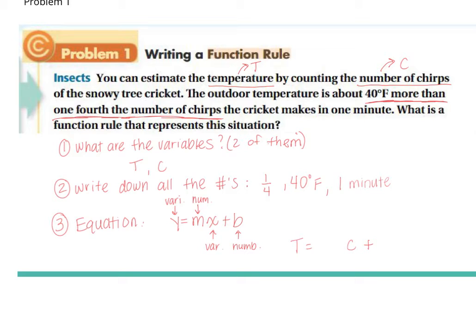Anderson? No, 40 Fahrenheit. 40. Why? It says more than. Very good. It says more than. More than is our super important piece. If it's more than, that means always that we're adding. So we're going to add the 40 degrees Fahrenheit, and it says 1/4 the number of chirps. So we're going to multiply 1/4 by C, because it's 1/4 the number of chirps the cricket makes in 1 minute.